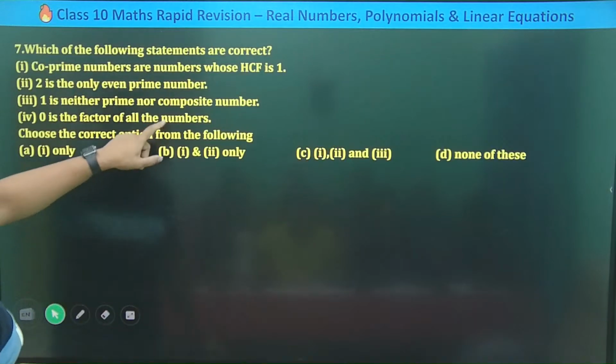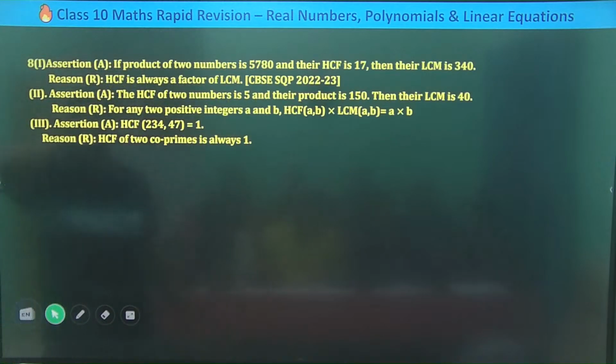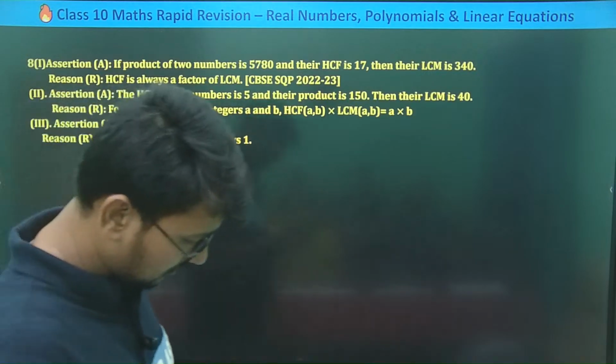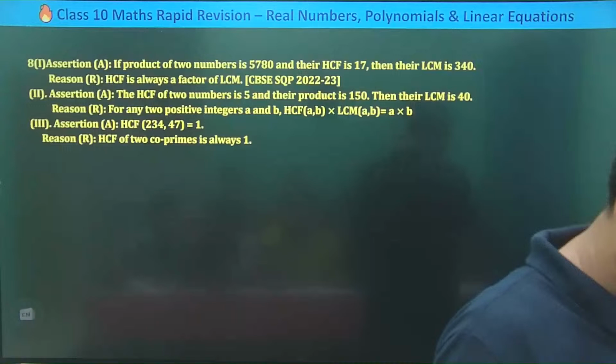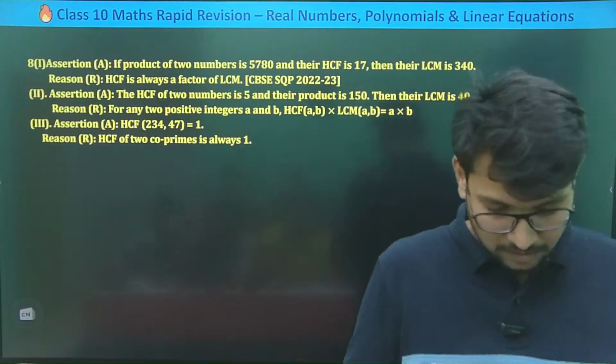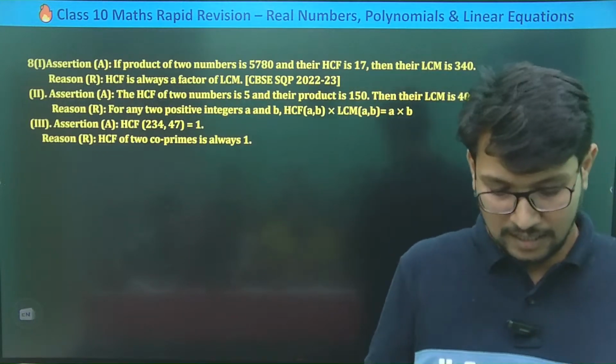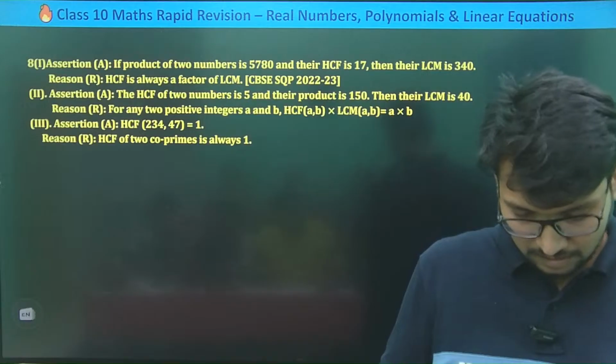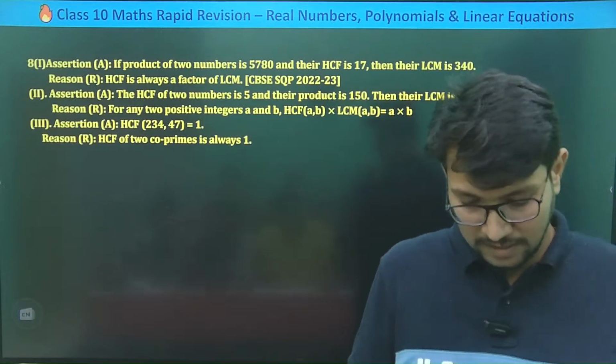Let us move to the next question. It is an assertion reason question. There are 3 questions, 8 marks: first bit, second bit, third bit. Solve quickly and tell me the answer. Right, children online? Everything is going fine? If you have any doubt, you can tell me.